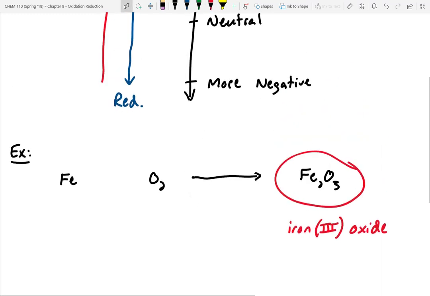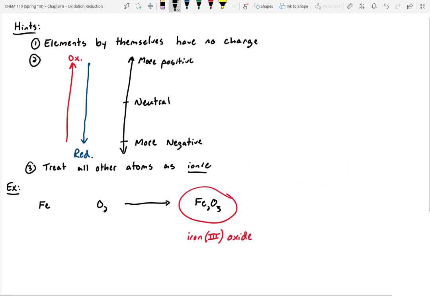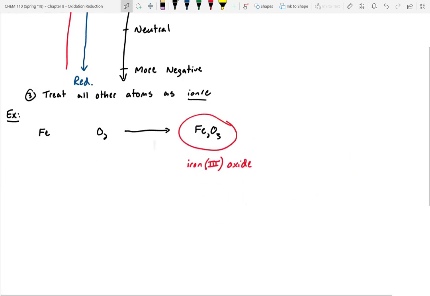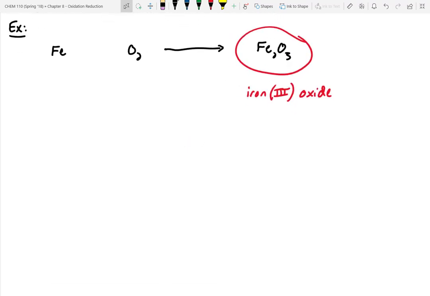I also forgot my third rule. Whoops, sorry. Third rule, I'll squeeze it in at the bottom here, is treat all other atoms as ionic. I'll try to make that look prettier later. All right, so who feels like they got this balanced already?